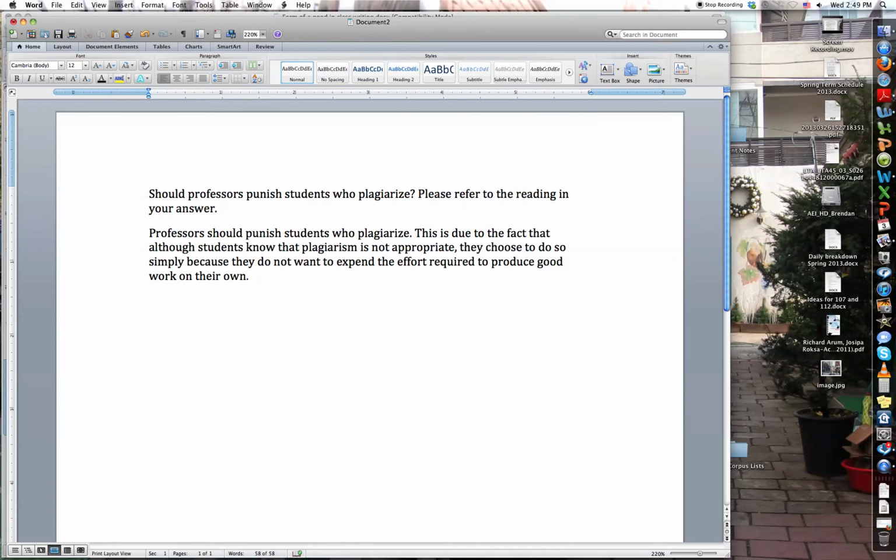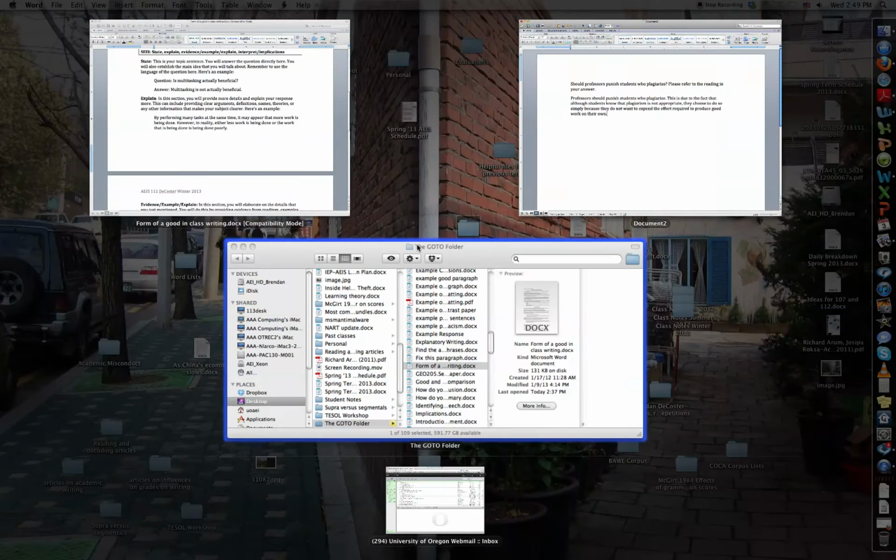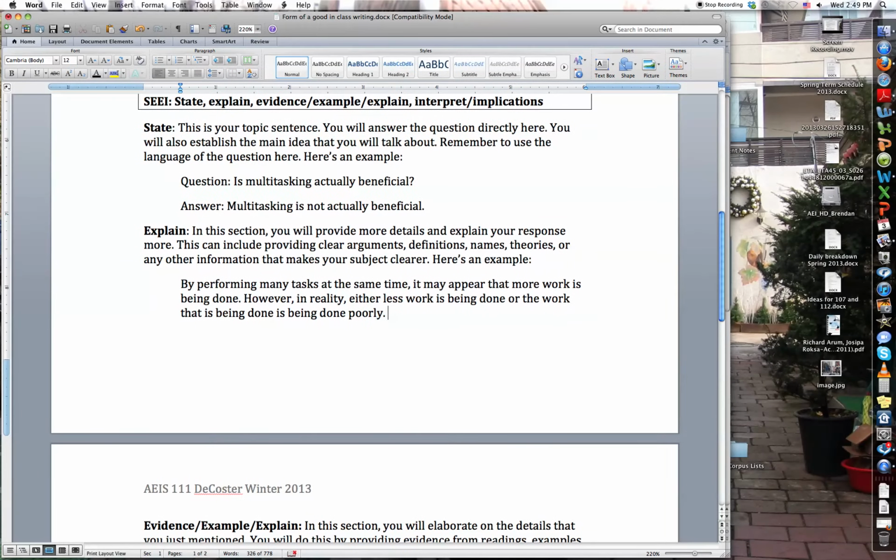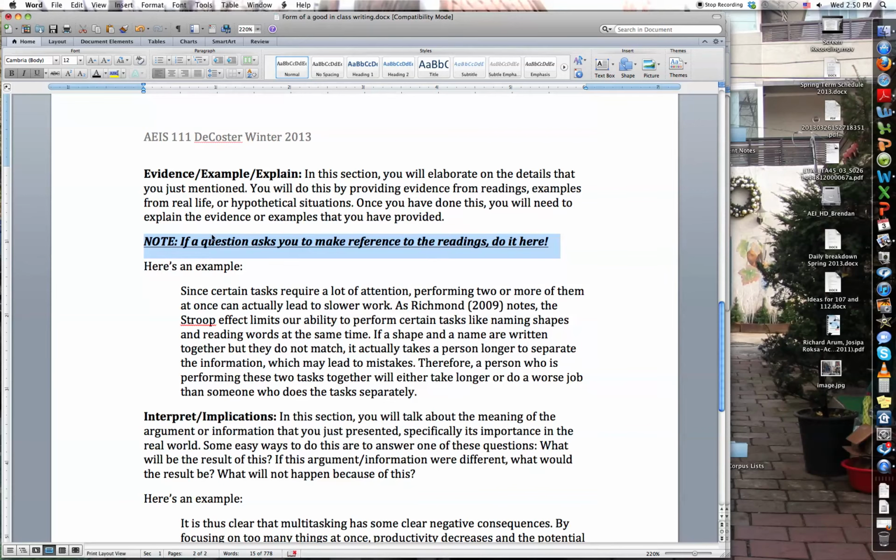How do I know this is only going to be 1 paragraph? Well, now we're getting to that piece. We've already stated our answer. We've explained it a little bit. And now we come down to how I know that it's only going to be 1 paragraph. Aha, I even got a note right here. If a question asks you to make reference to the readings, do it here. Our section now is evidence/example/explain. Here's what that means.